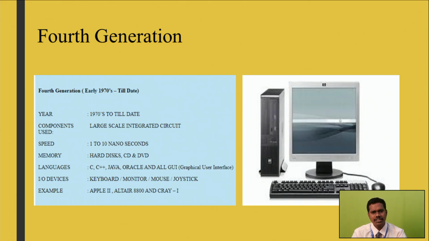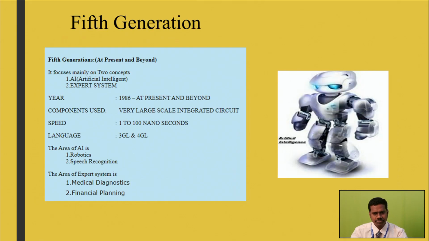Next one is the fourth generation. It started from the early 1970s and continues up to now. We are using fourth generation computers, and the component used here is the large scale integrated circuit. The speed is 1 to 10 nanoseconds, and the memory used is hard disk, CD, and DVD. Languages are C, C++, Java, Oracle, and all GUI based languages. The IO devices are keyboard, monitor, mouse, and joysticks. The examples are Apple II and Cray 1.